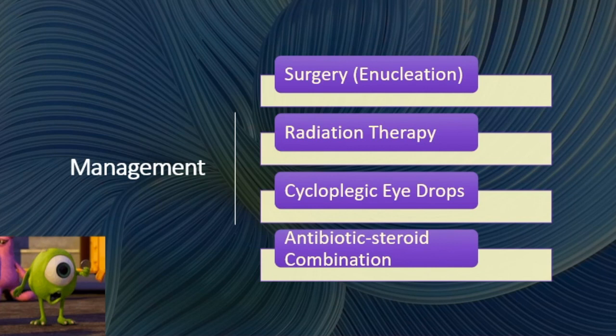So what is the management for this patient? Surgery could be done: enucleation, or removal of the eye. Then you can have radiation therapy since we're dealing with abnormal growth here. Your cycloplegic eye drops may help in visualization of the melanoma on the internal structures. Then you can have your antibiotic steroid combination. Remember that we have antibiotics that can be used to resolve infection, and we also have steroids to reduce the inflammation experienced by your patient.